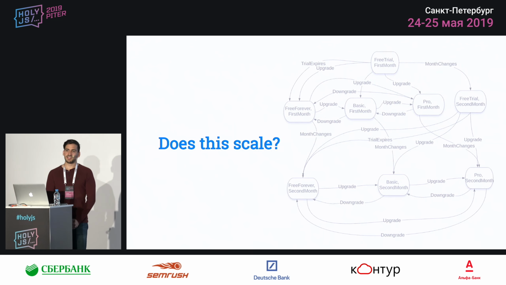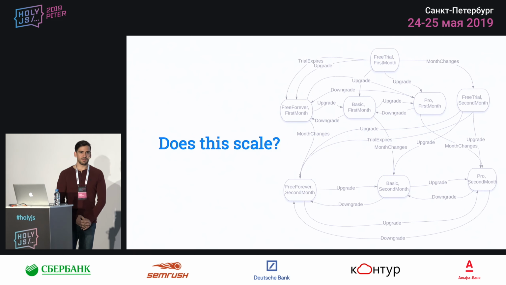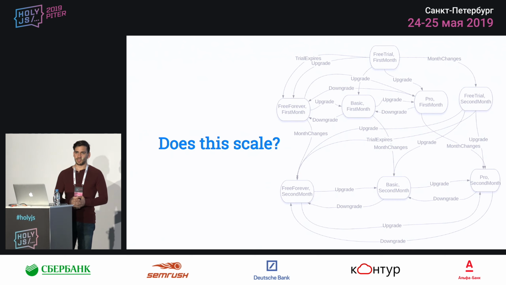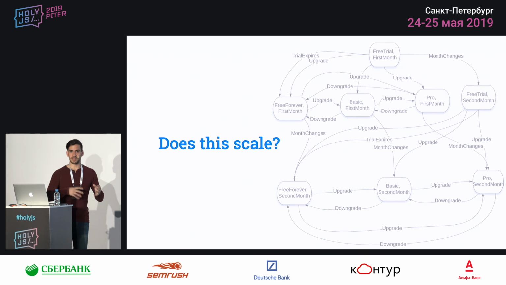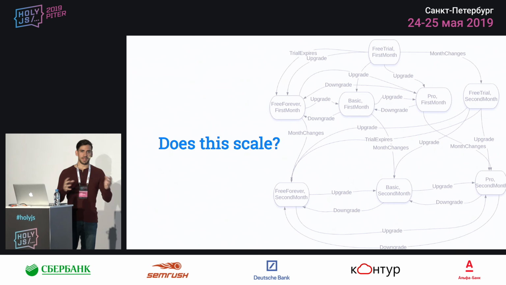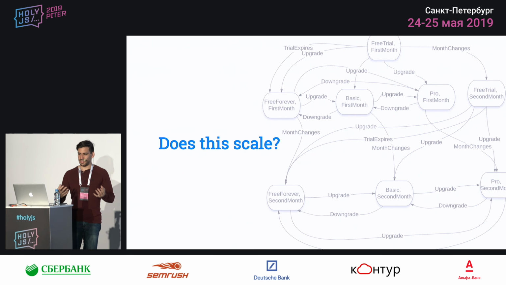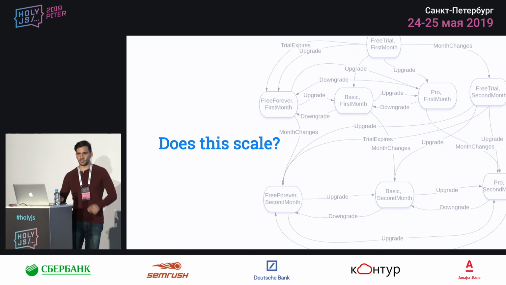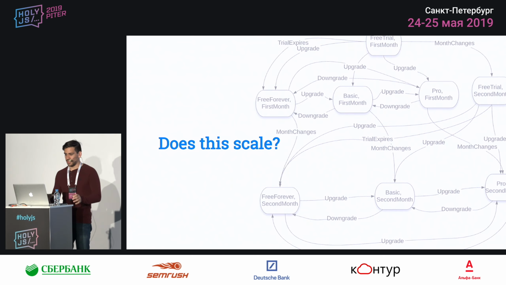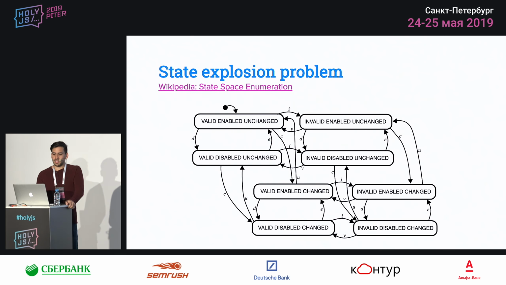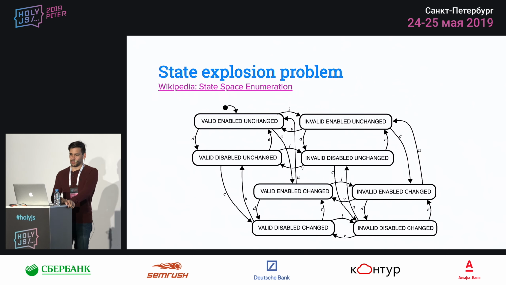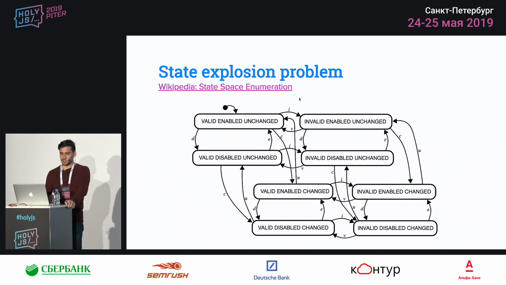So does this scale? That's a typical question when people start using state machines. They think, okay, we're going to use the state machine everywhere. I'm going to make my app a nice big state machine, and just every time I have a new state, I just add a new transition and add all the transitions that come to the state. But we get to this problem called the state explosion problem. And I encourage you to go to Wikipedia and look up state space enumeration for more information on this problem.